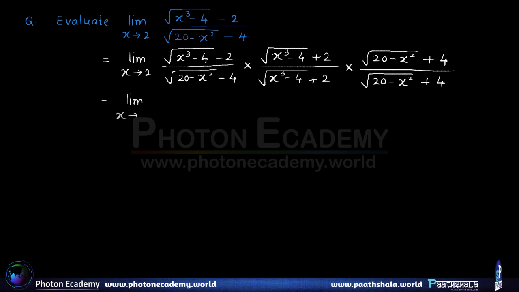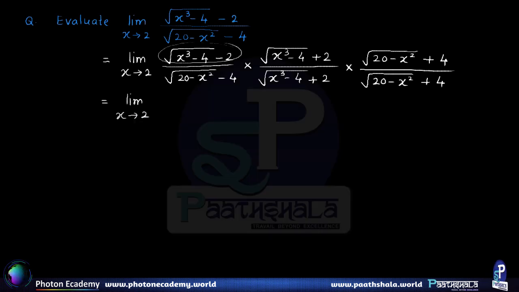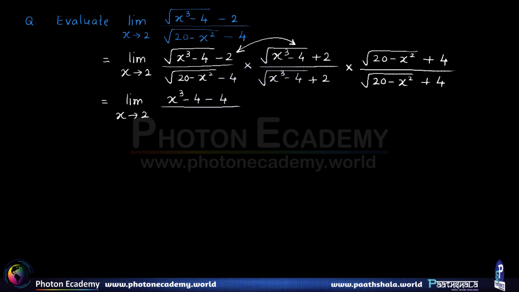Okay. Now let us club the numerator term along with its conjugate. So that is nothing but this. Okay. So here you have a square minus b square. So that gives us x cube minus 4 minus 2 square, which is once again 4. In the denominator, let us pair up the original denominator and its conjugate. So on simplifying, we have 20 minus x square minus 4 square, which is 16. Right?